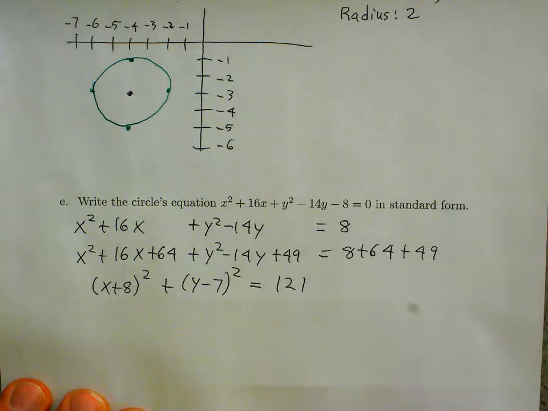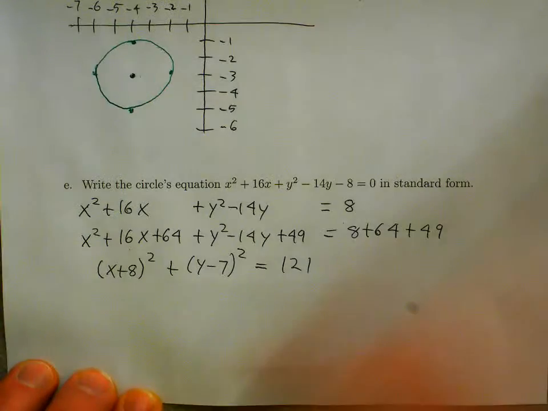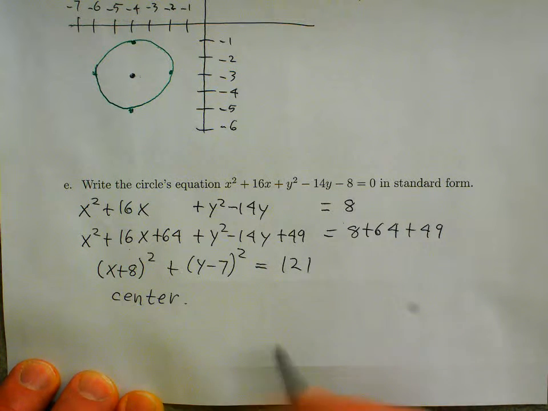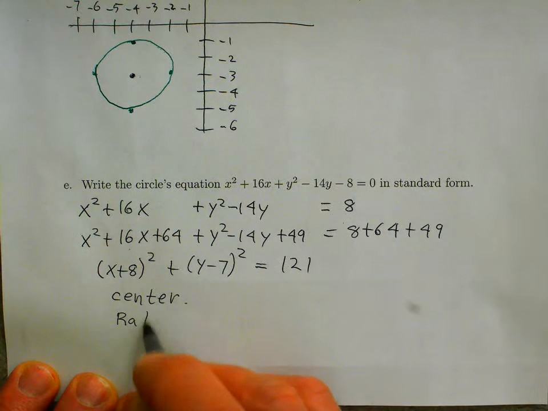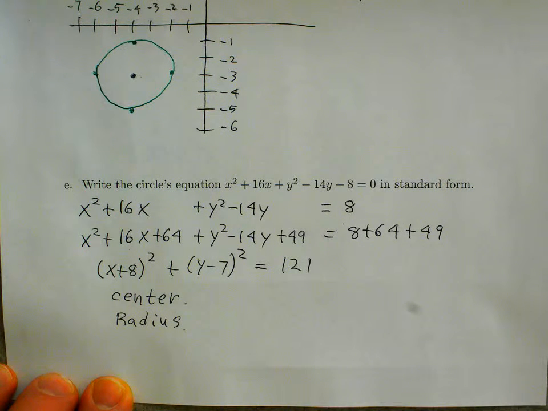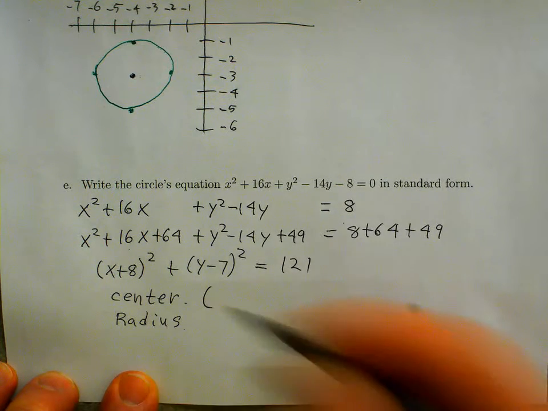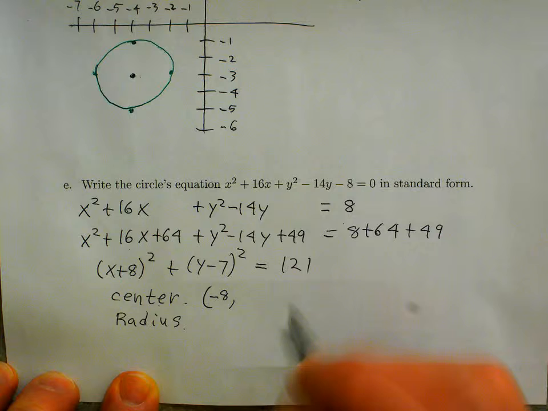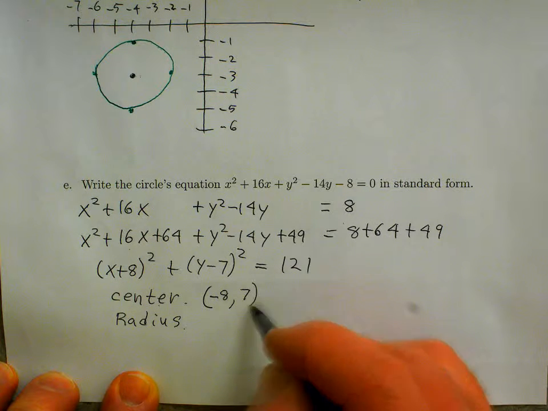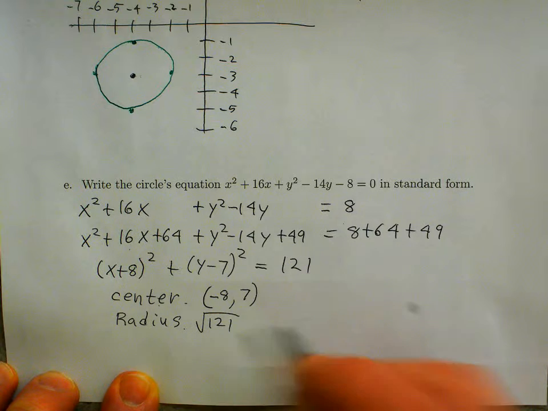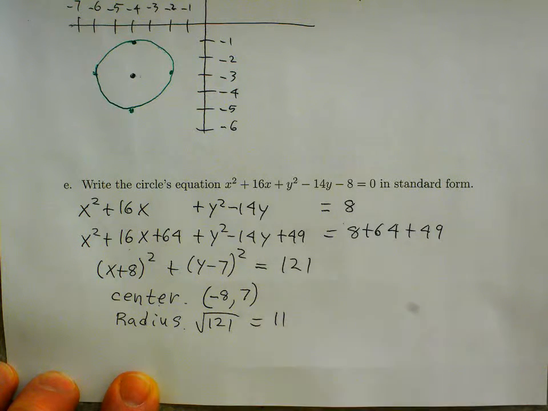Yeah, so we have just a few seconds left. What's the center? And what's the radius? The x and y coordinates of the center, the x coordinate is -8, the y coordinate is +7, and the radius is the square root of 121, but that simplifies to 11.